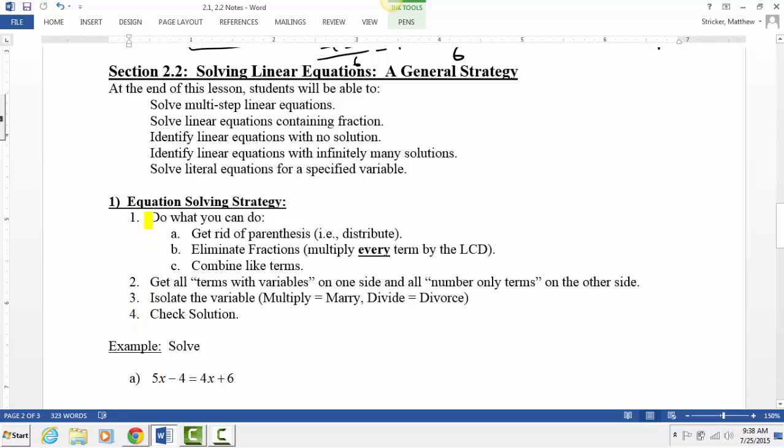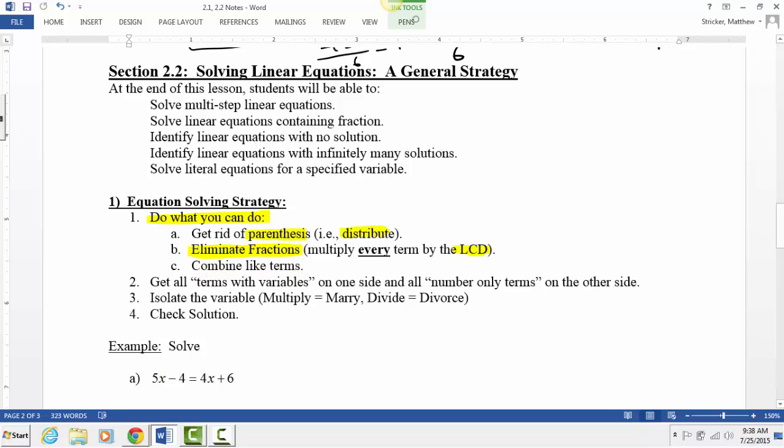The first step, I'd like to say, just do what you can do. That means do any kind of simplifying you can. That could be that you need to get rid of parentheses by distributing. It could mean that you need to eliminate fractions. We're going to talk more about how to do that here in a little bit. But basically you have to multiply everything by the least common denominator. We remember we talked about that a few classes ago. And then we could also combine any like terms.